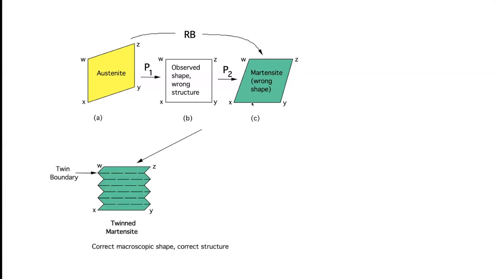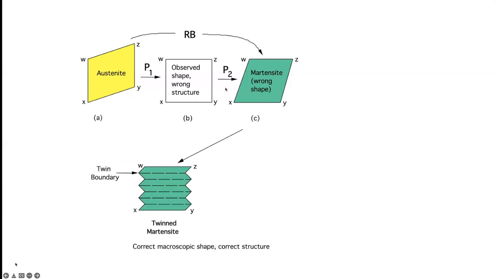Okay, right. So supposing I take this crystal, which has the right structure but the wrong shape, and I periodically twin it, so that the macroscopic shape of the martensite is the same as what we observe, but on a microscopic scale, it is periodically twinned. Okay? So we recover the right macroscopic shape and the correct crystal structure, and you make the prediction, which was not known before the theory, that you will end up with twin interfaces inside the martensite.